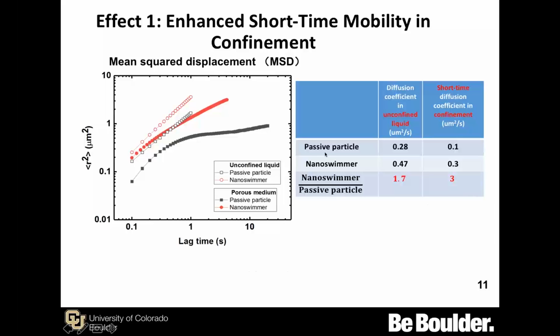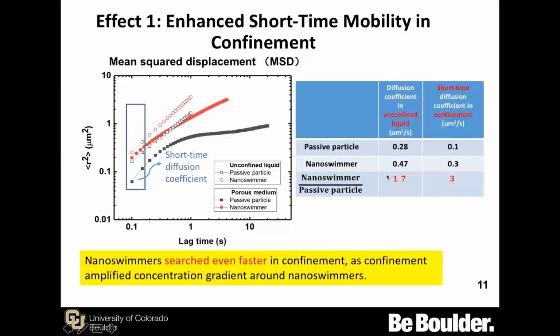What we can see here is the passive particle result and the nanoswimmer result. Very interestingly, the diffusion coefficient difference in the unconfined liquid for these two kinds of particles is only about 2 times different. While when we put them into this confinement, the difference becomes about three times. Because of this, we think that the nanoswimmers search even faster in this kind of confinement.